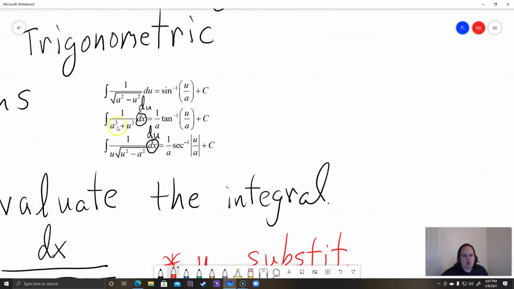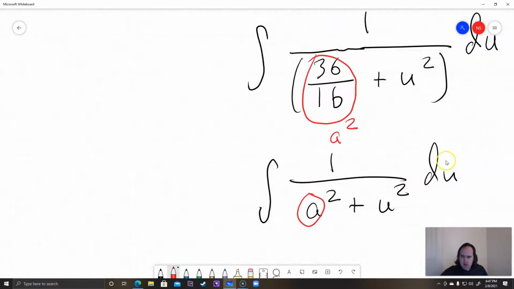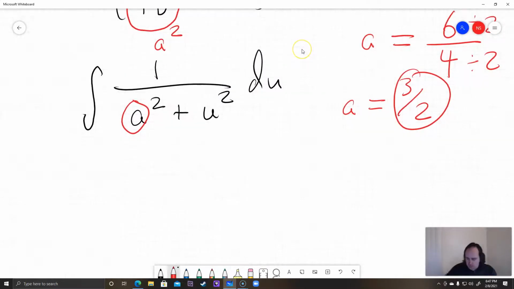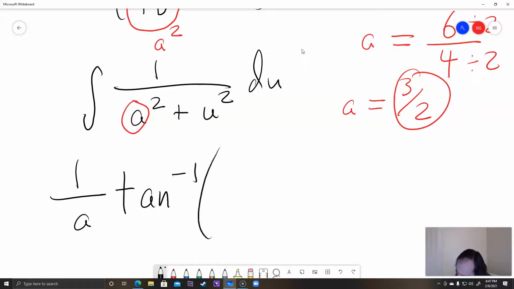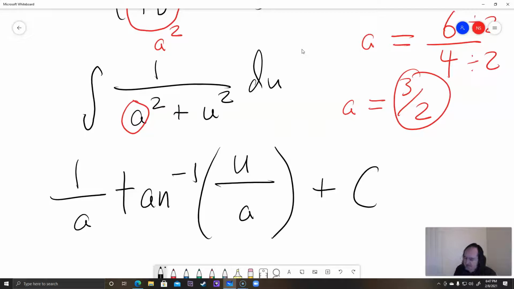The integral of 1 over a squared plus u squared du equals 1 over a tan inverse of u over a plus c. Okay, so here we have 1 over a tan inverse of u over a plus c. And again, we're going to write a plus c here because it's an indefinite integral. It doesn't have numbers to plug in.